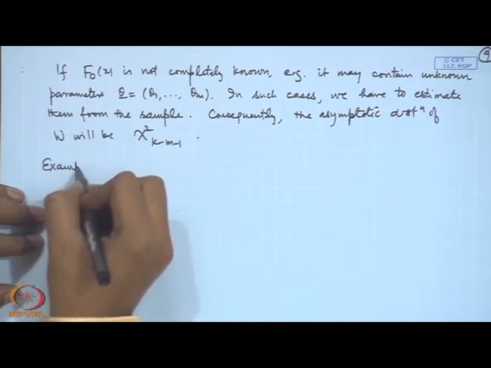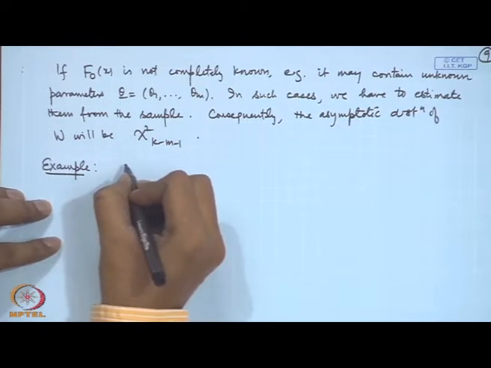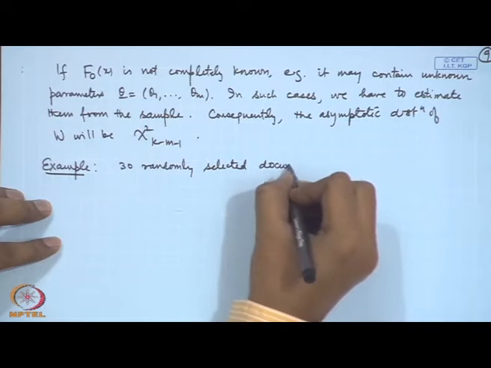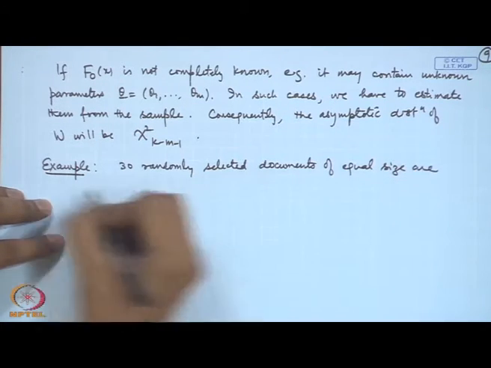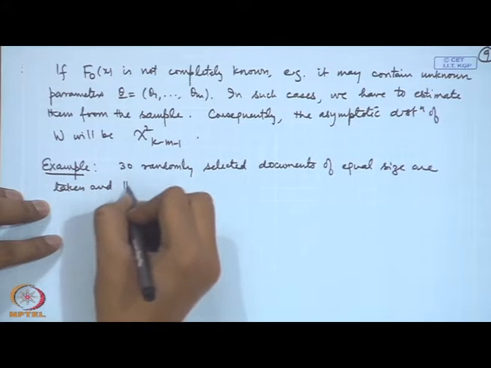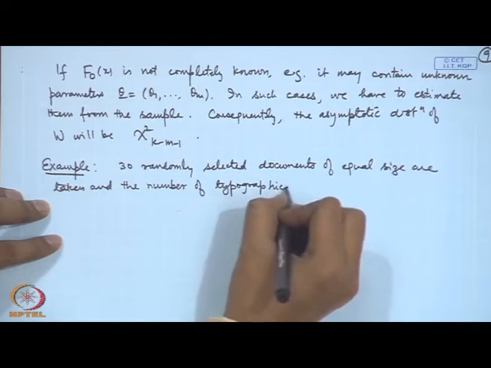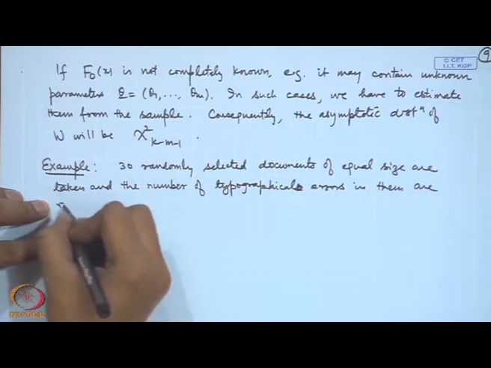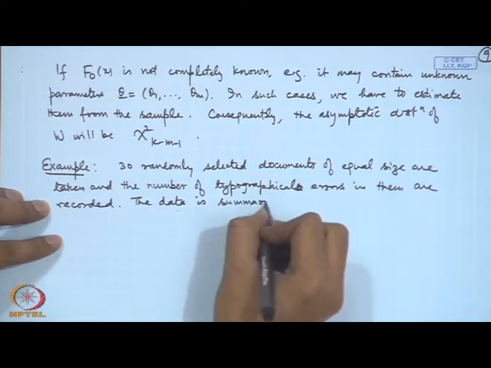Let us take one example here. Randomly selected documents of equal size are taken and the number of typographical errors in them are recorded. The data is summarized below.